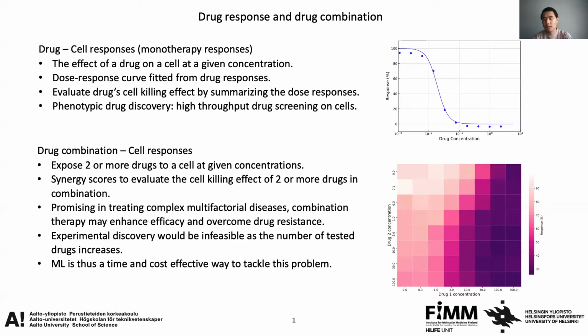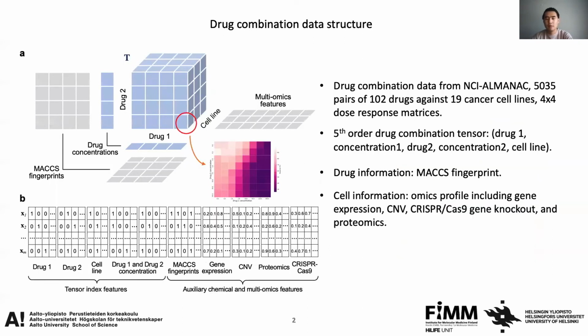However, due to the high dimensionality of the drug combination responses, where different drugs are tested at multiple concentrations in various cell lines, the experimental discovery of optimal combinations would be infeasible as the number of tested drugs increases. So machine learning methods are naturally a good choice since they are relatively time and cost effective to tackle this problem. So how did we compile our drug combination data?